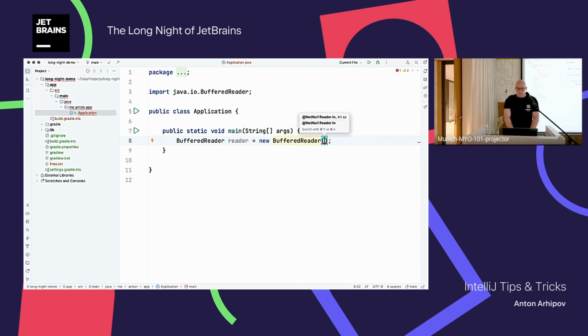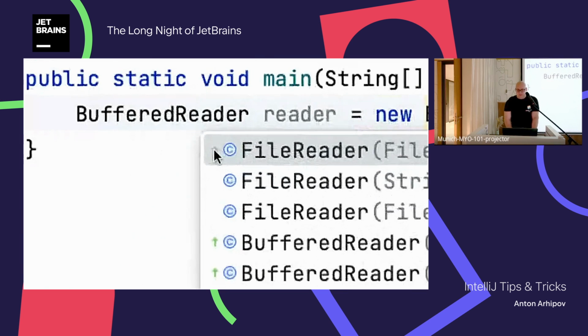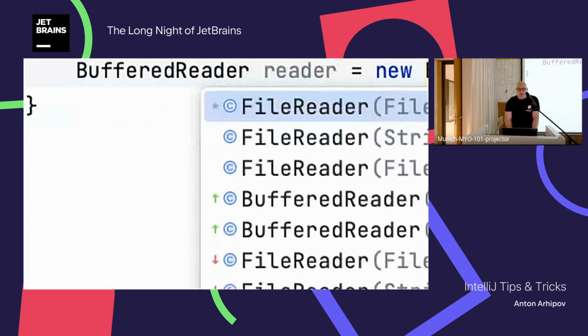So what I need in the buffered reader is probably a file reader, and it already knows that I've been writing this code previously. Pay attention to this part here. There are small icons. The star is probably the most relevant autocompletion in my case right now. And there are some up arrows and down arrows.